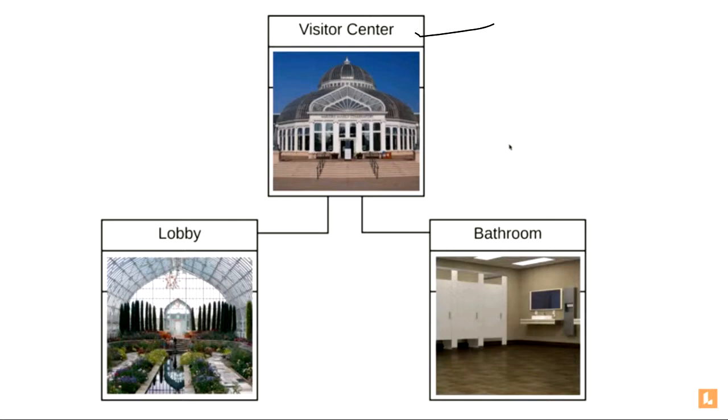You have a visitor center, and inside that visitor center you have a lobby, and inside that visitor center you have a bathroom also. Now suppose some earthquake comes and this visitor center gets destroyed. Will this lobby and will this bathroom exist?